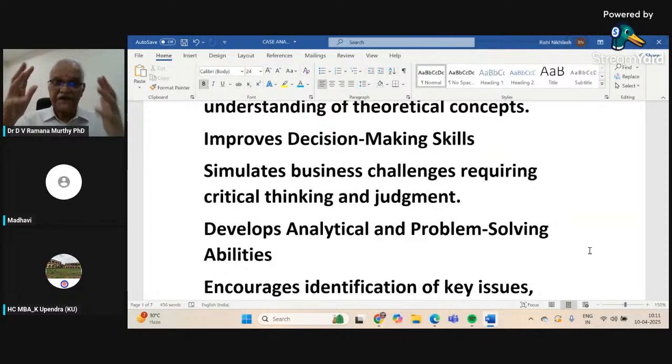Right from defining the problem to suggesting a solution, your best method is involving yourself in the case method of training. Then it simulates the business challenges requiring critical thinking and judgment.